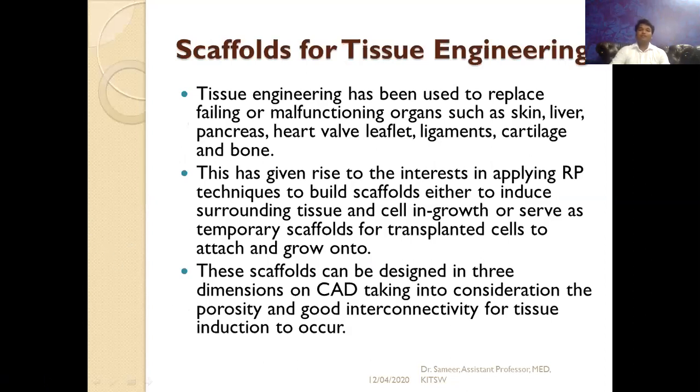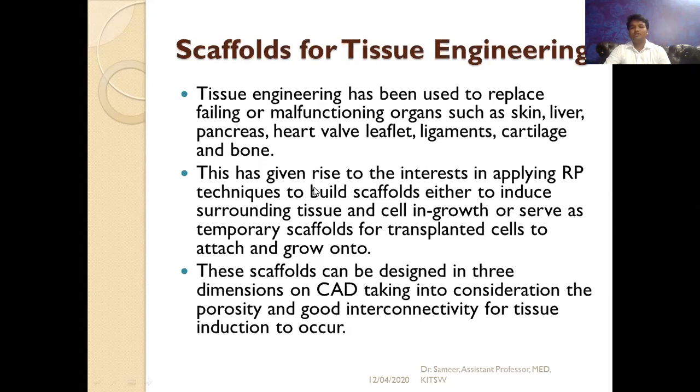Scaffolds for tissue engineering. Another application of rapid prototyping in the biomedical industry is the scaffolds for tissue engineering. Tissue engineering has been used to replace failing or malfunctioning organs such as skin, liver, pancreas, heart valve leaflet, ligaments, cartilage, and bone. So tissues are generally present in the skin, in liver, pancreas, heart valves, and the other parts as mentioned in the slide. There were malfunctions of such organs.